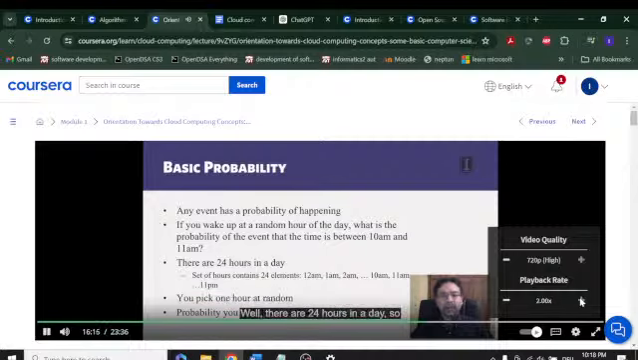Well, there are 24 hours in a day, so you have a set that consists of 24 elements, one for each hour, 12 a.m., 1 a.m., 2 a.m., all the way to 10 a.m., 11 a.m., 11 p.m. So when I say an element like 1 a.m., I mean the hour between 1 a.m. and 1:59 a.m. Similarly, 10 a.m. means 10 a.m. and 10:59 a.m.